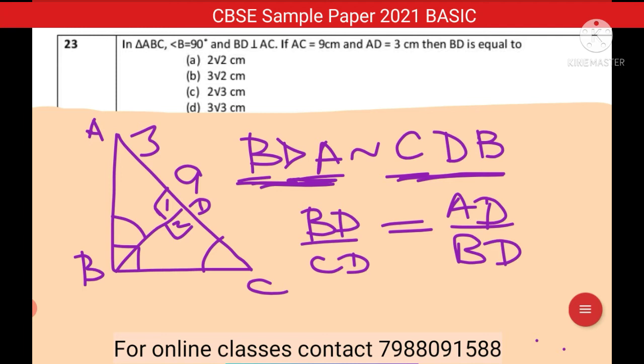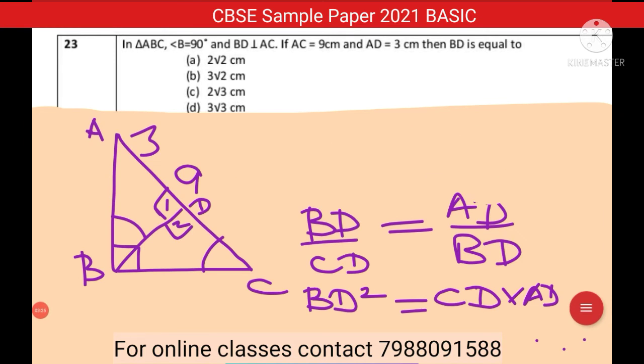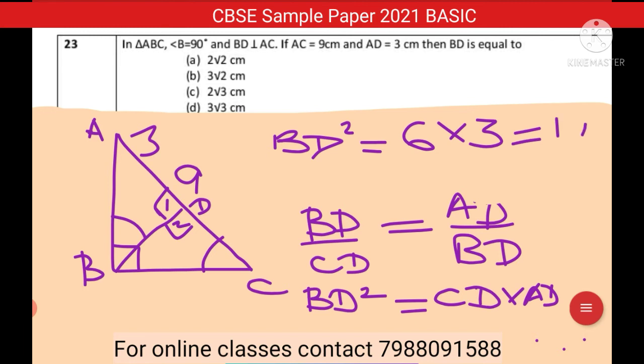Now if you just cross multiply, you get BD square is equal to CD into AD. Now let's put in the values. BD square is equal to CD. CD is like 9 minus 3, that is 6, into AD is given to be 3. So BD square is equal to 18 and BD comes out to be square root of 18. That is 3 root 2 is clearly the option. So B is the right answer.